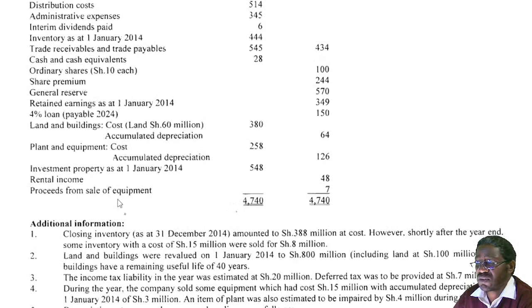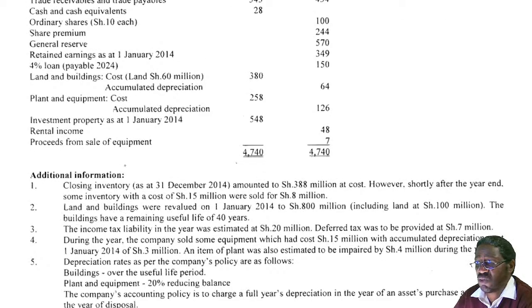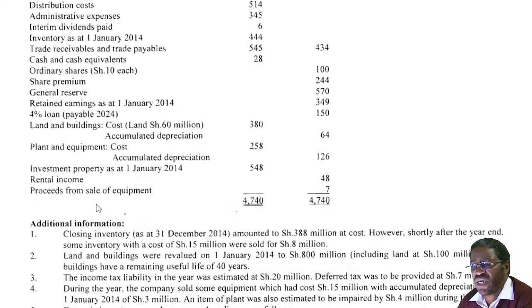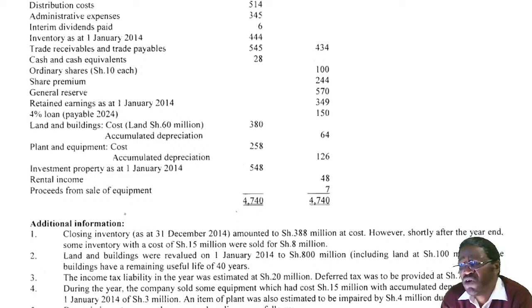After the retained earnings, what else? I can see general reserve, then share premium. No, it means I have jumped. Let me go back. Yes, I think we were there. After cash and cash equivalent, we had ordinary share capital. Then we have share premium, general reserve, retained earnings, 4% loan.